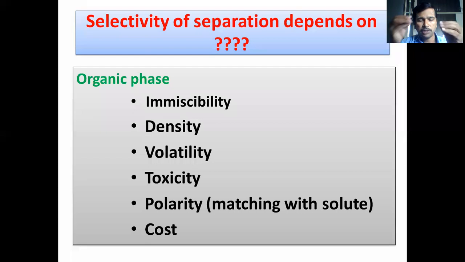What is evaporation? You will heat the solution or the extract. Because of the lower boiling point of the organic solvent, it will be evaporated to the atmosphere. So we will always prefer a more volatile solvent. The procurement of the analyte will become very easy if you use a more volatile solvent.